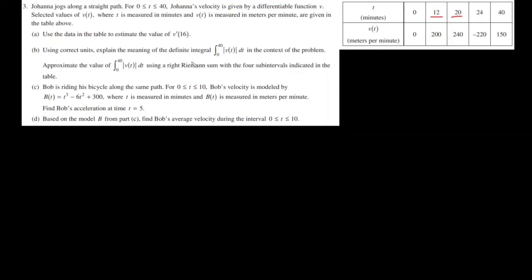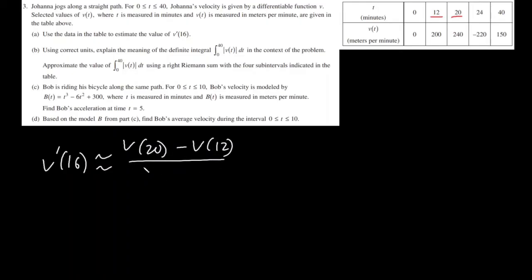between those 2 points. So in this case, what we're going to do is find the slope between (12, 200) and (20, 240), right? So v prime of 16 is approximately equal to v of 20 minus v of 12, y2 minus y1 over x2 minus x1, 20 minus 12. And you can see here this is 240 minus 200 over 20 minus 12, which is 8. So this is going to be 40 over 8, which is 5.